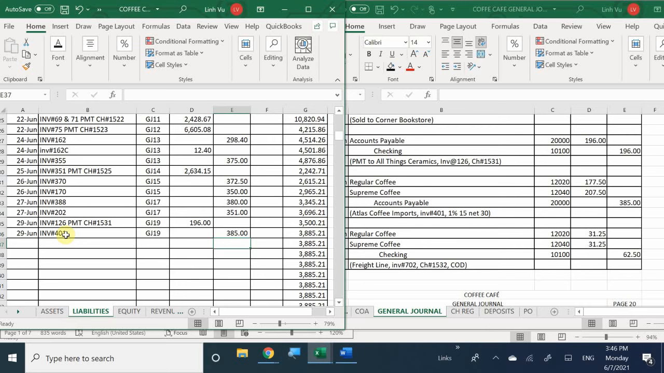When everybody's caught up, we're going to go to our sub ledger. Yes, we're going to go to our subledger. Good.